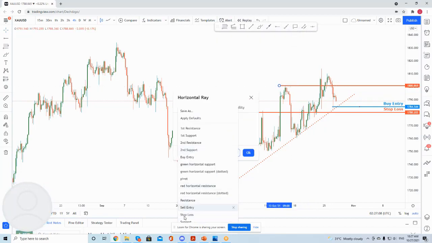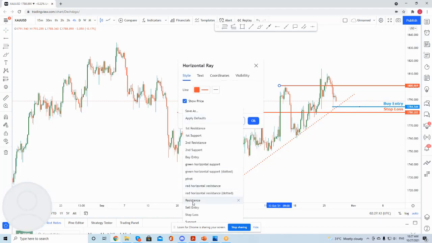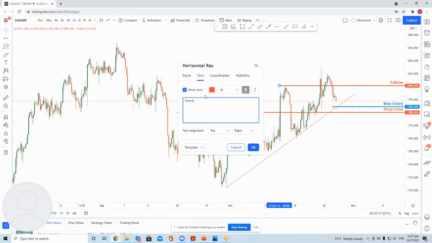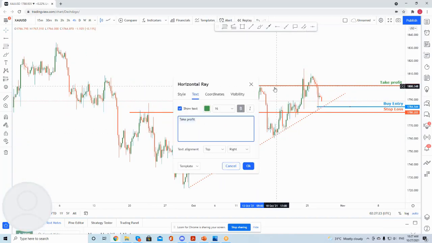And I'll put my take profit level here. Since I don't have it in my template, I'll just put the take profit, and I'll put a green line to show it clearer. Okay, there's my green line.